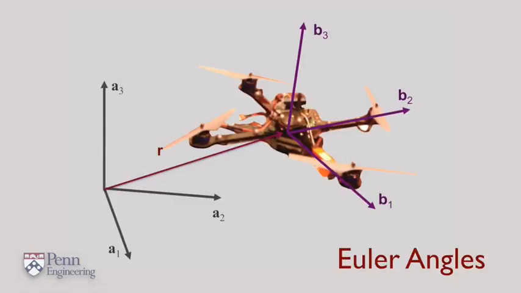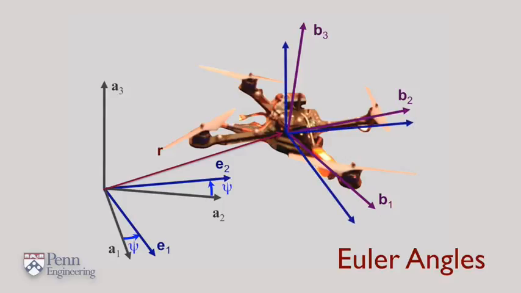We've seen how Euler angles are used to represent rotations. We will use the ZXY convention, the first rotation being about the z-axis through psi, the second one about the x-axis, and the third one about the y-axis. So the first axis is yaw, the second one is roll, the third one is pitch.